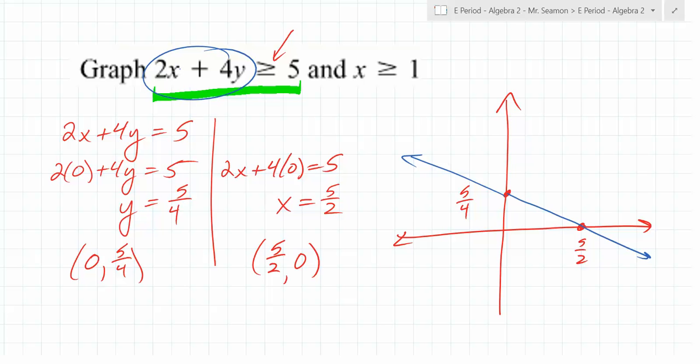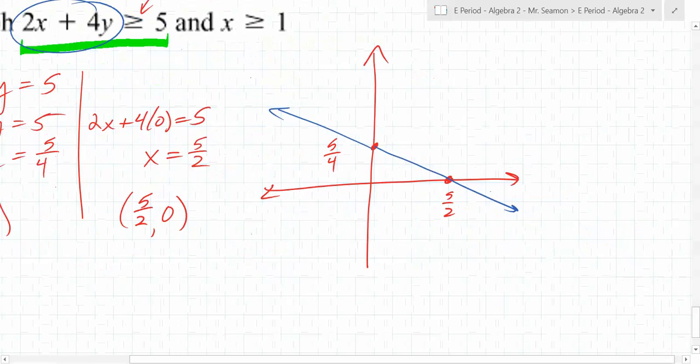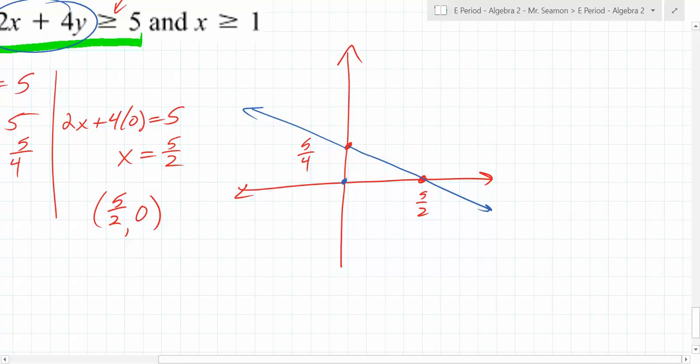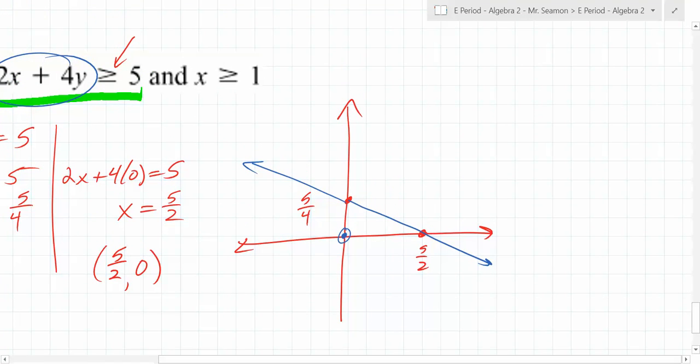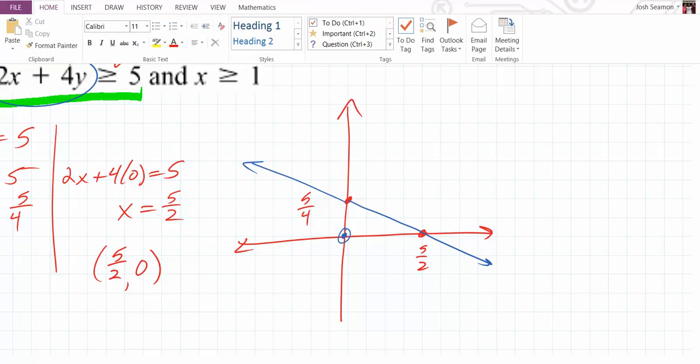We're not there yet. We're not doing that yet. Just focus on this. Plug in 0 here. Is 0 greater than 5? No. So which side do we shade? Do we shade above or below? Here's 0, 0. This did not work. So we shade above. So we'll shade lightly above.